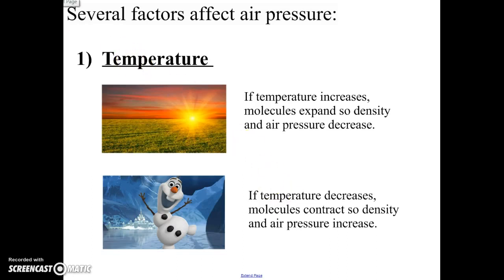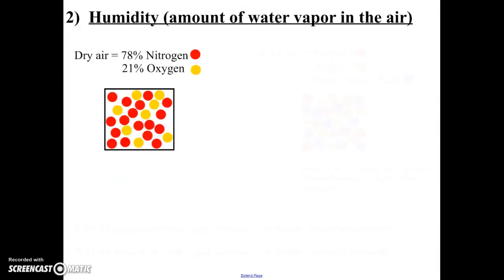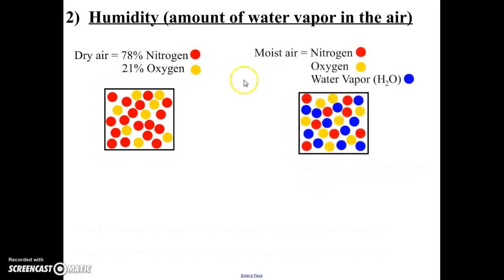Okay, so that's temperature. The second factor that affects air pressure is the humidity, or the amount of water vapor in the air. We know from our reference table that dry air is composed of 78% nitrogen and 21% oxygen and 1% other elements. When air is wet or moist, there's also water vapor in there. So really the only difference is we have this additional hydrogen and we have some more oxygen. Well, it turns out that hydrogen is the lightest element. So if there's water vapor in the air, it means there's hydrogen in the air. In order for the water vapor to fit, some of the nitrogen gets pushed out.